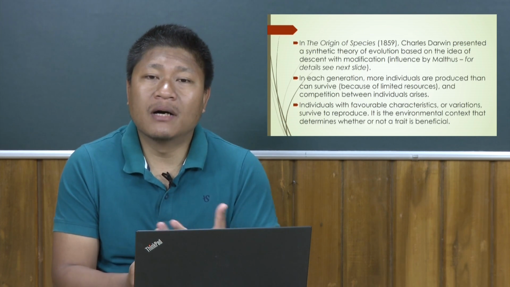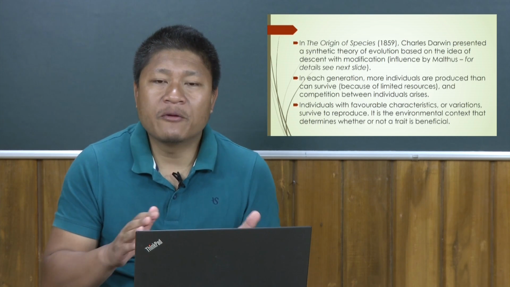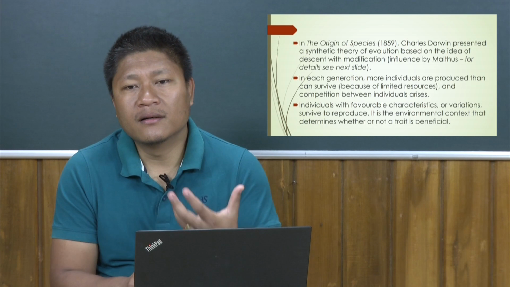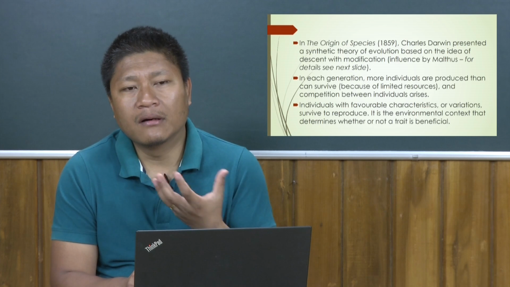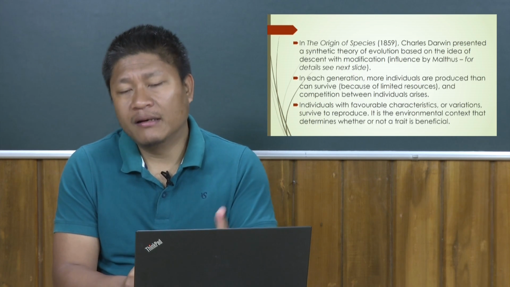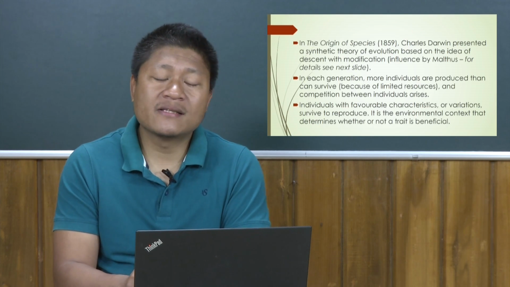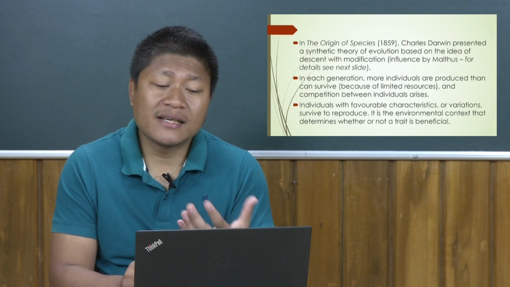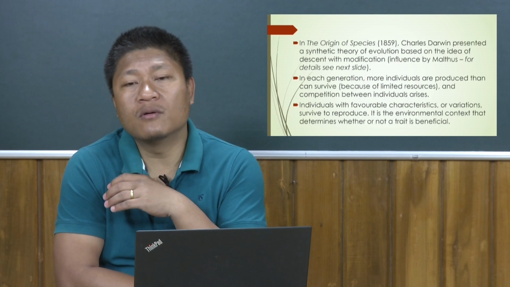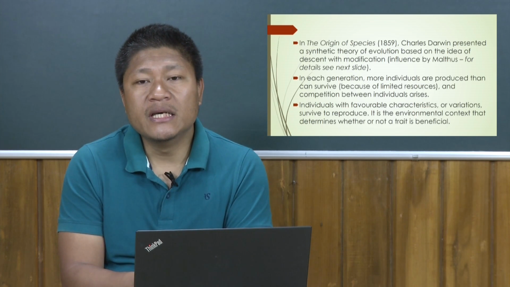Now, Malthus, as we all know, was the first who tended to relate the environment and human society by specifically talking about population, and he in essence was the pioneer in bringing the idea of population theory. Darwin, by drawing from the works of Malthus, tends to give a synthetic theory. What he says is that in every successive generation, individuals produce much more than what they can in essence survive, because of limited resources, and competition between individuals arises.